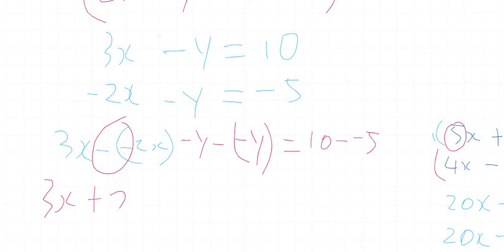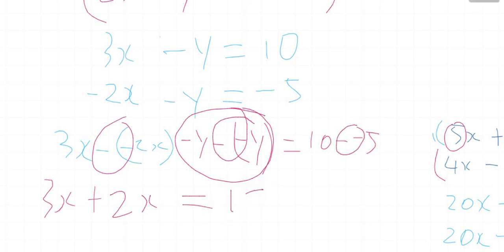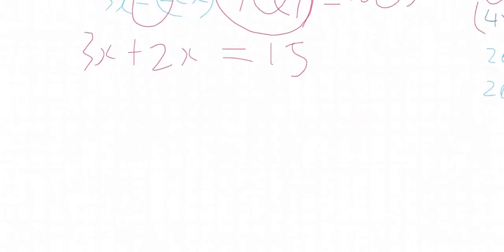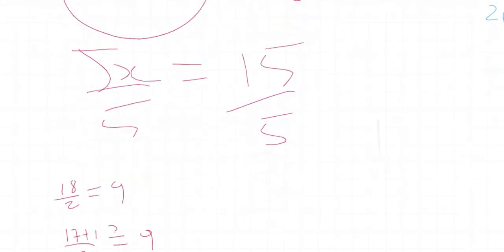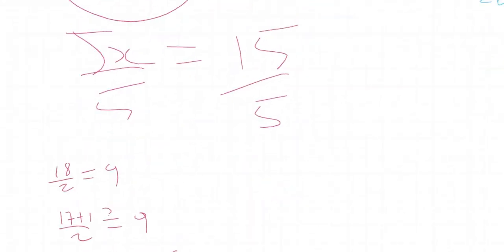So the y's are now eliminated, because a negative y plus a positive y gives you 0. And these 2 become a positive as well, so we have equal to 15. So we simplify the equation: this gives us 5x equal to 15. We divide both sides by 5, and so our answer is x equals 3.